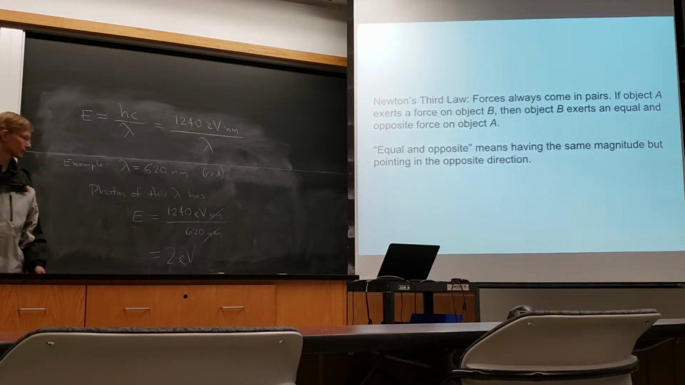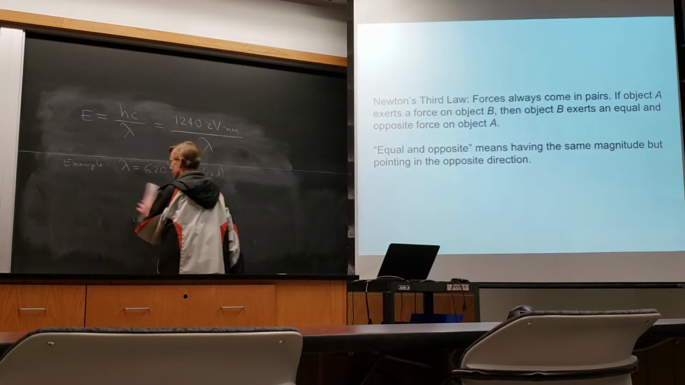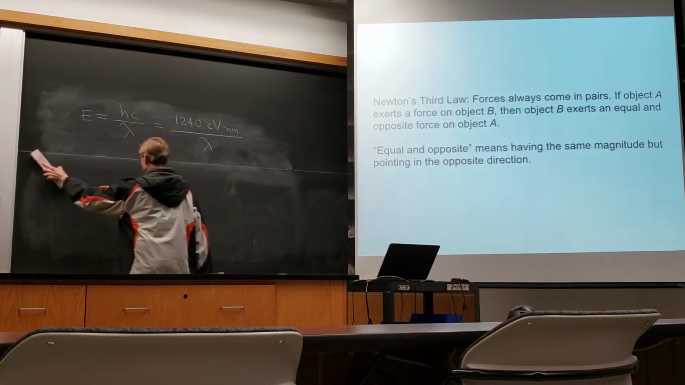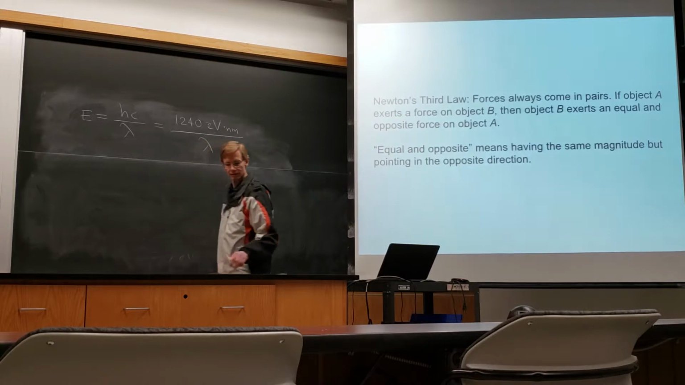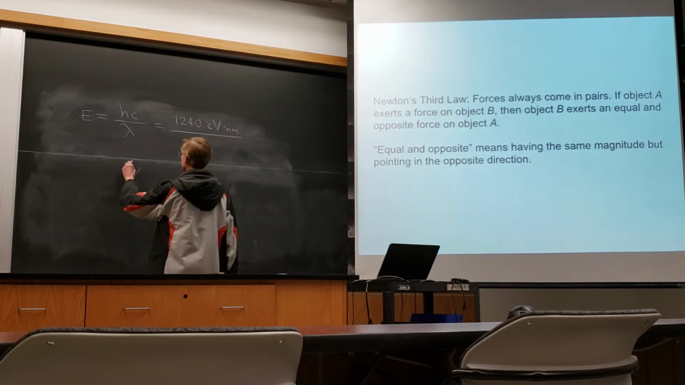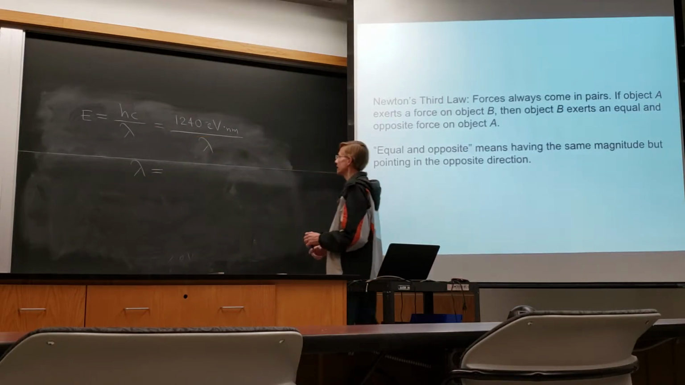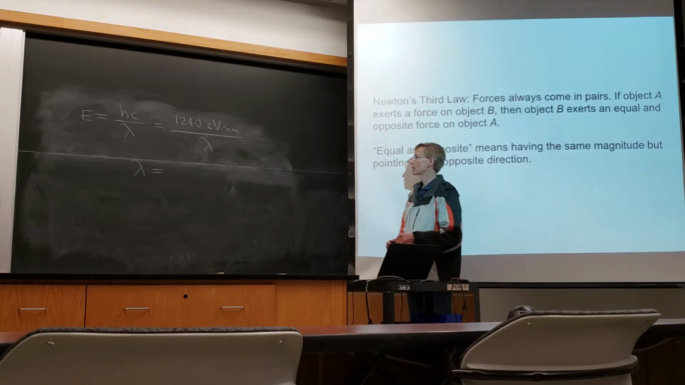It can also be turned around. In other words, what if I knew the energy? If I knew the energy, then I would want the wavelength. What if I knew the energy and I wanted the wavelength? How can I transpose this? If E is 1240 eV nanometers over lambda, what's lambda?